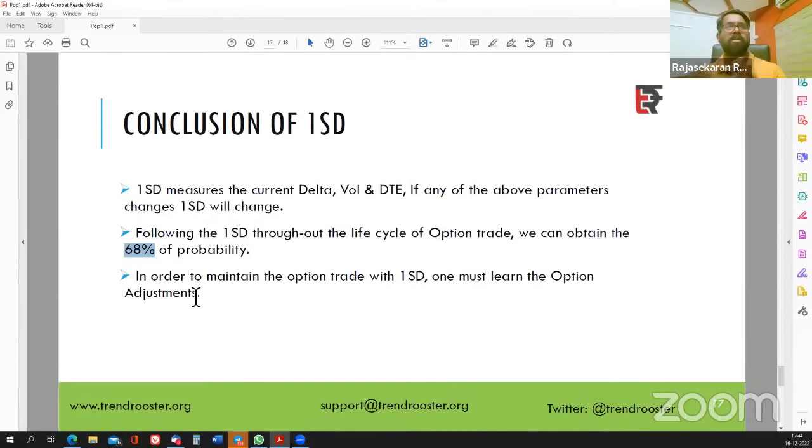In order to maintain the option trade, one must learn option adjustments, okay? This is another way. Many people know how to start a trade with an iron condor, but nobody knows how to adjust the trade. Few people know how to adjust it, how to maintain the profile, but many of them don't know, right? That requires adequate capital. Is it clear? This is the conclusion of 1SD.